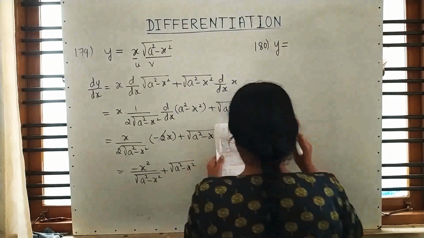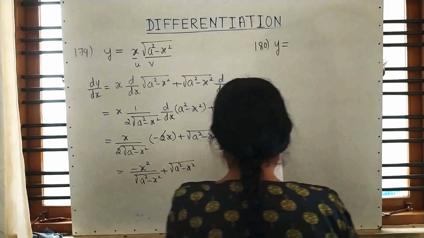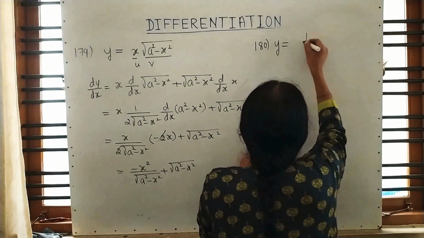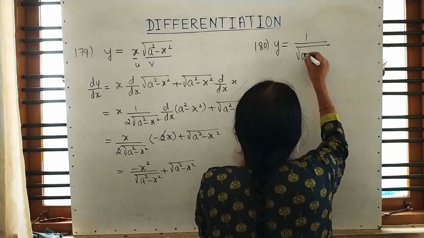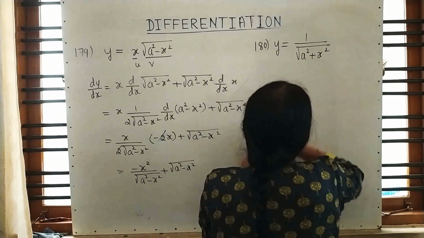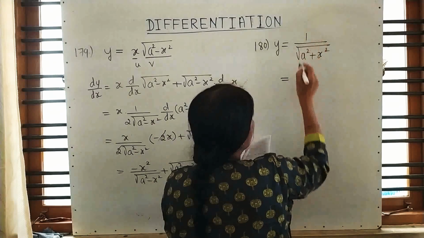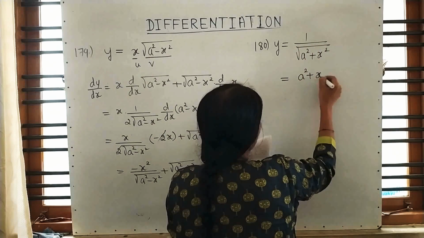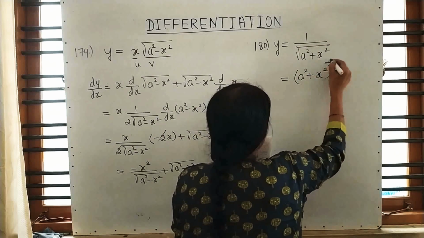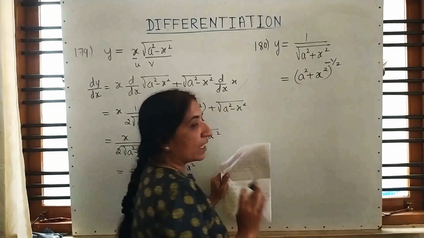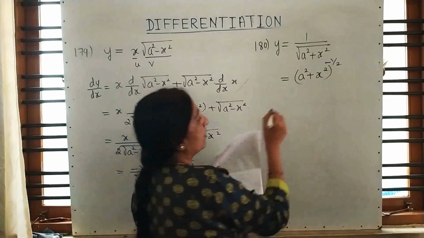180. 1 upon root of a square plus x square. Here if you want you can apply u by v, but in the numerator we don't have any x value, that's why I am writing like this. Root is nothing but half. When you take it in the numerator, it becomes minus half.